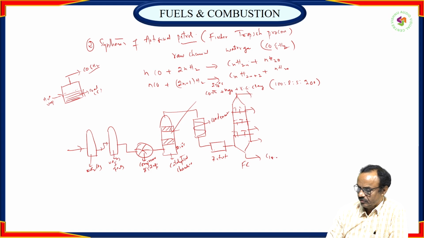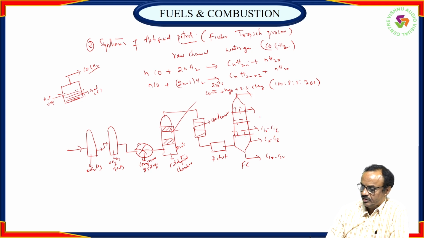C8 to C30, C10 to C18, C10 to C16. Here you will get naphthalene, C9 to C10. Here you will get C6 to C8. Here you will get LPG after compression.